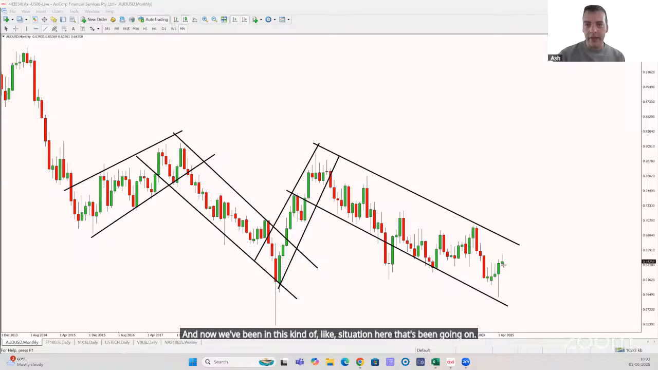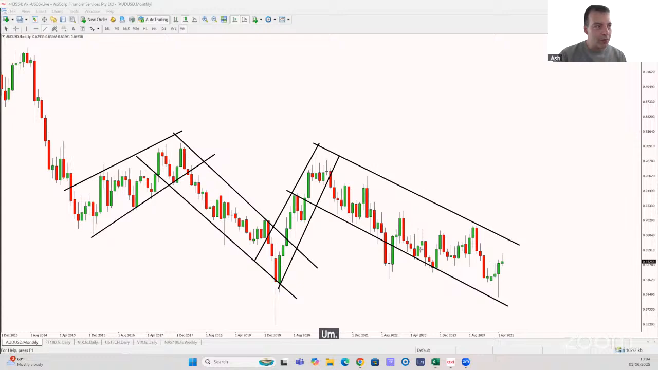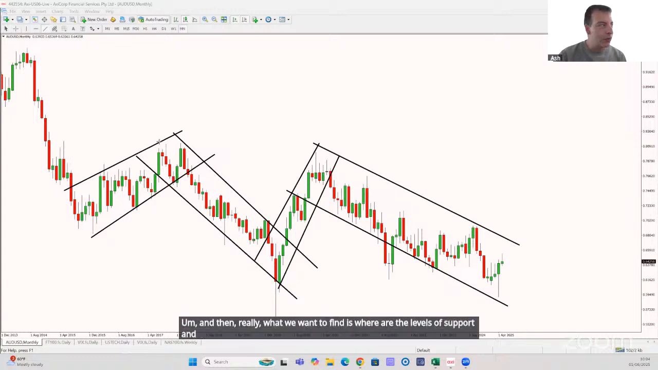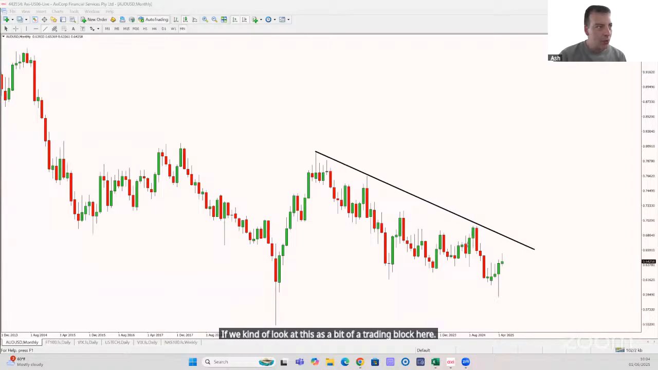When you look at this, you can pretty clearly see what kind of trading we're looking at, and it's a bit of a trading range. Then what we want to find is where the levels of support and resistance are, and whether we exist anywhere near them. If we look at this as a bit of a trading block, the first thing that should come to mind, this being the Aussie dollar, is that there's some room to the upside to hit that upper level again.